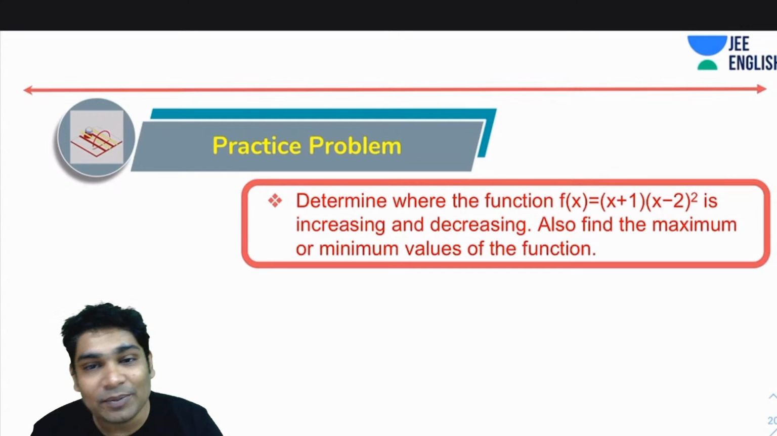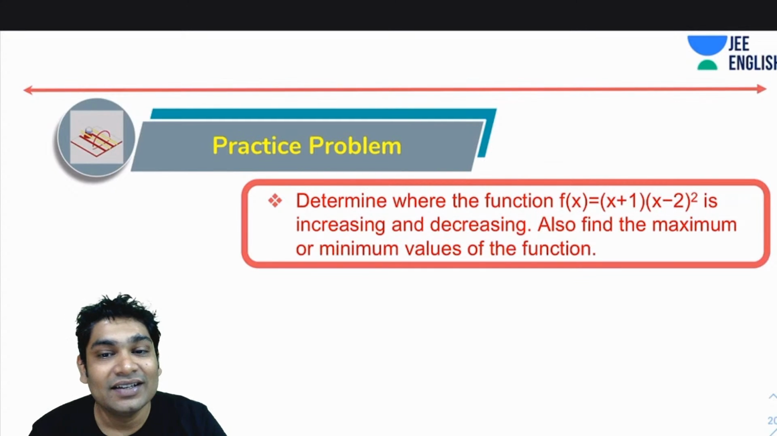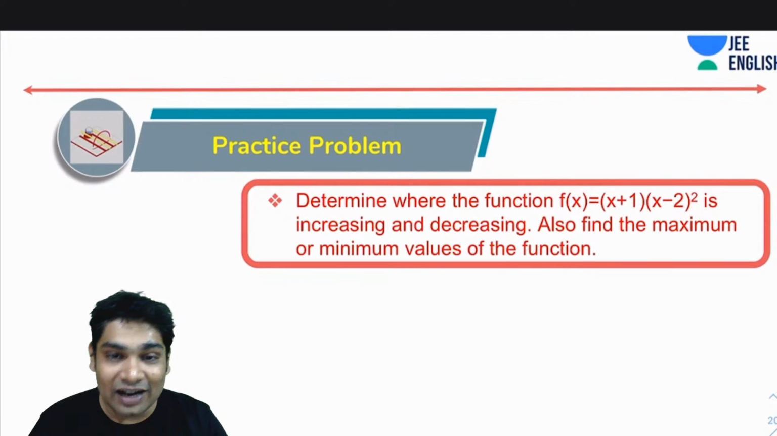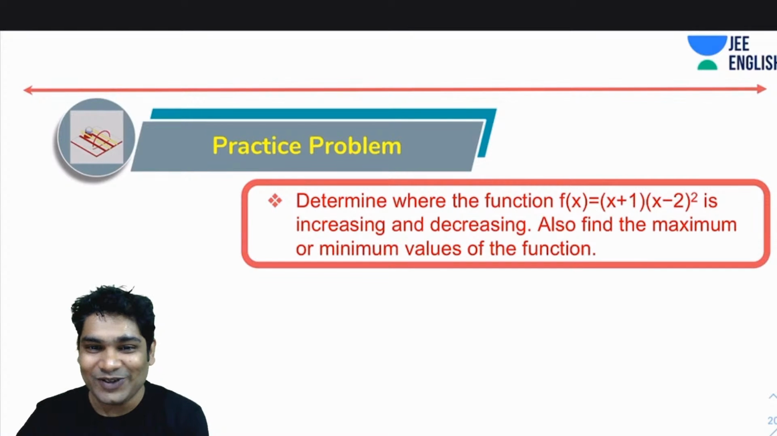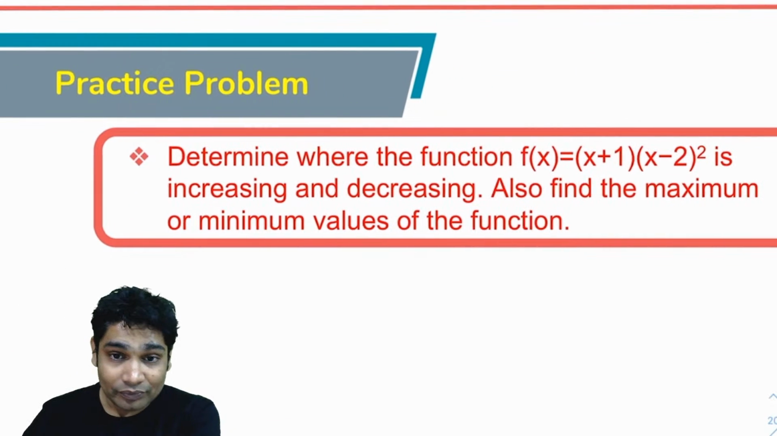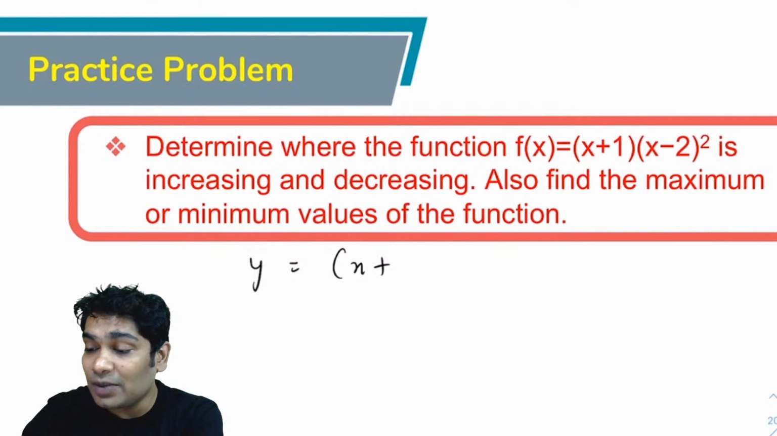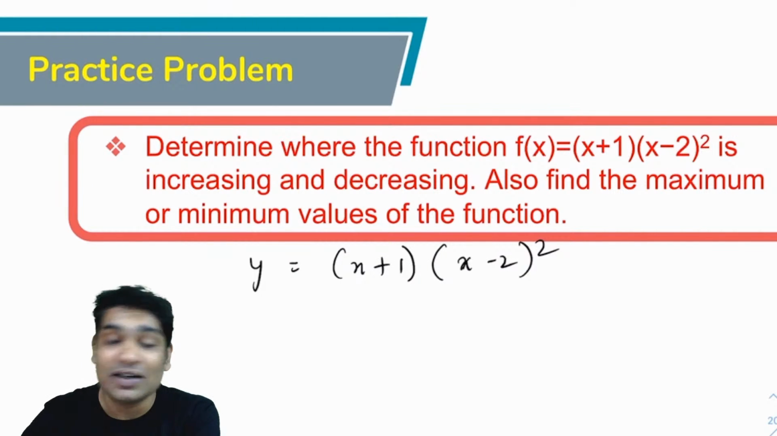Okay, so Pawan is giving me an answer. He says increasing from minus infinity to 0 and again after 2, and decreasing between 0 and 2. Okay, don't worry, no problem. So you have your function, y as x plus 1 times x minus 2 whole square. Let's go through this.